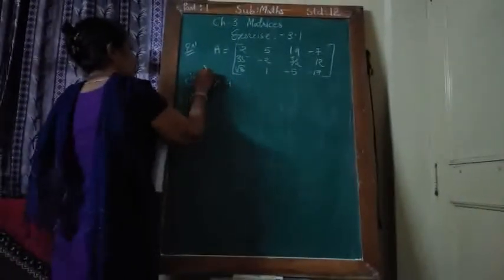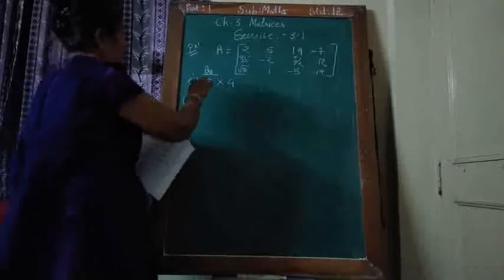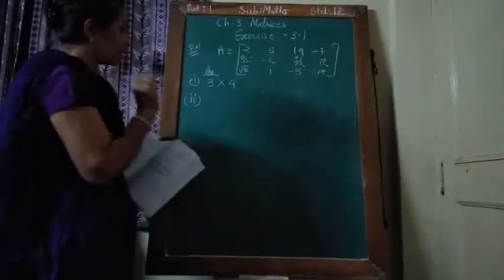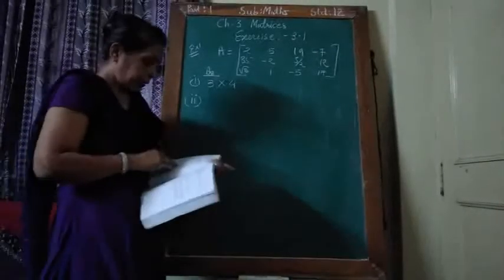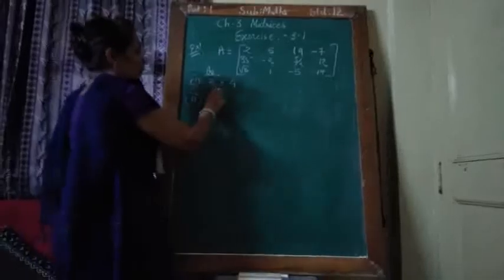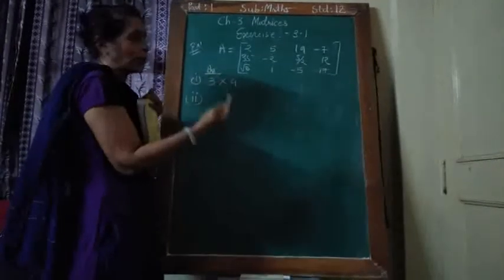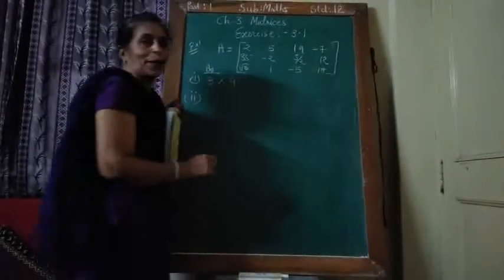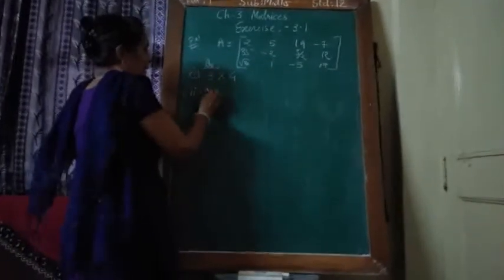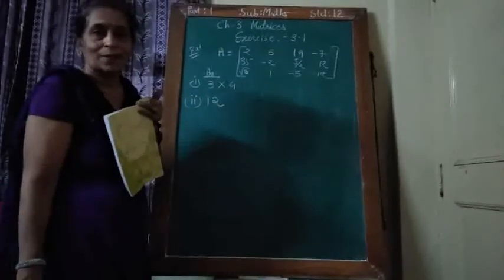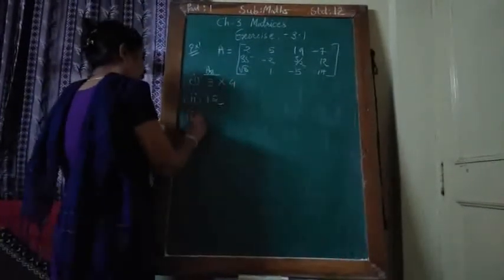Clear? Second answer. In the exam you have to write the answer only. So first question, write the order. So I have written 3 cross 4. Second question, the number of elements. I have already taught you, the product. If you do the product of number of rows and columns, don't count like this, it may take time. So you only have to multiply 3 4 12. So this matrix has 12 elements.